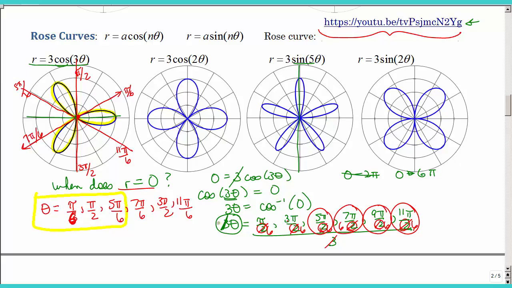So again, a little bit of review of your trigonometry. Remember, when you have a multiple of theta, you've got to go around the circle many more times.